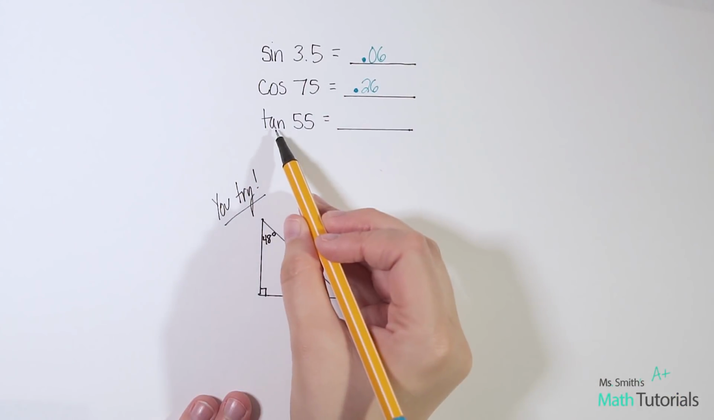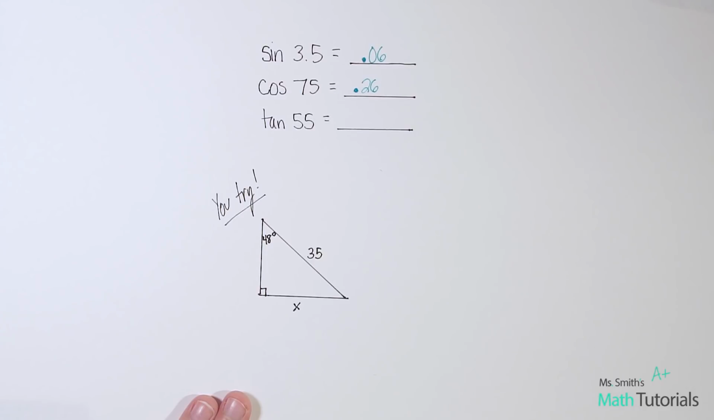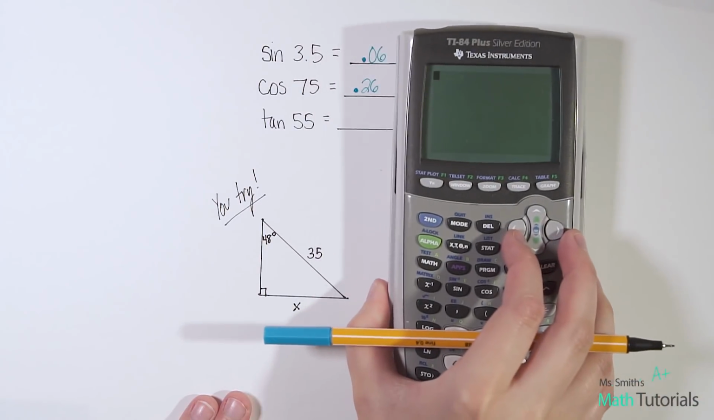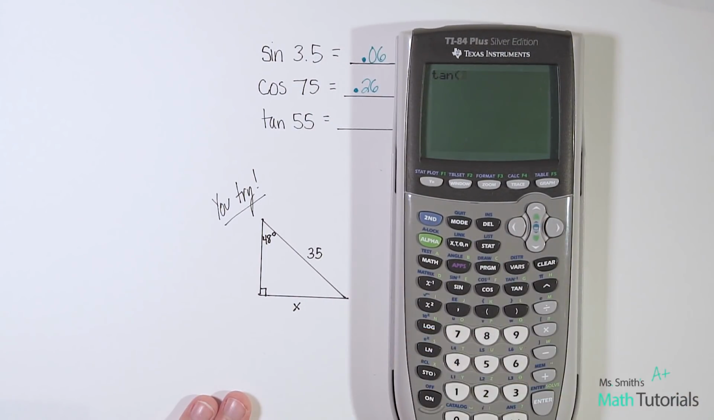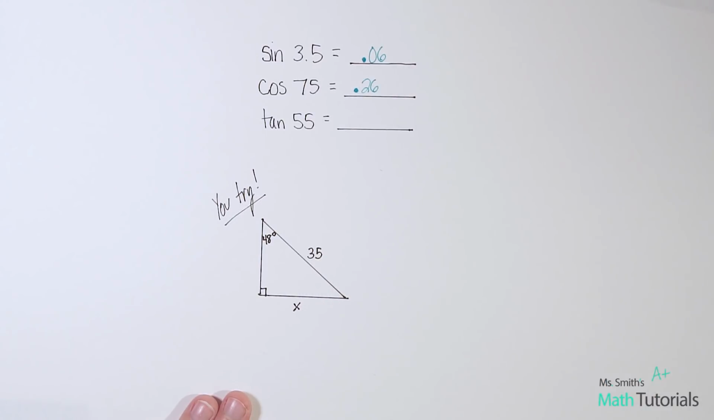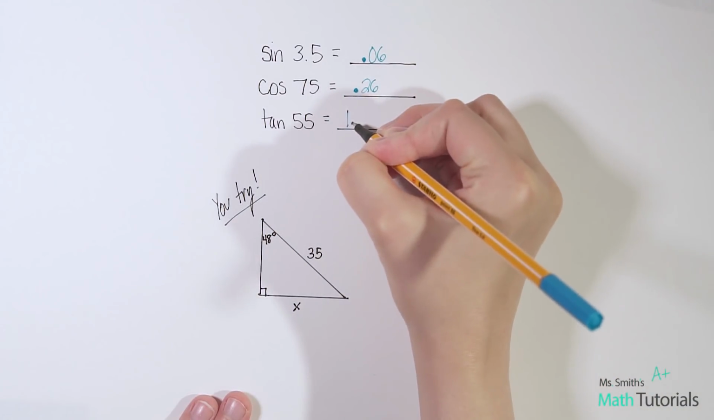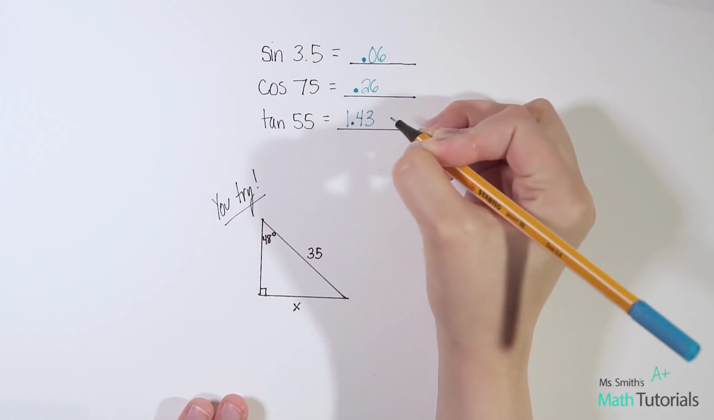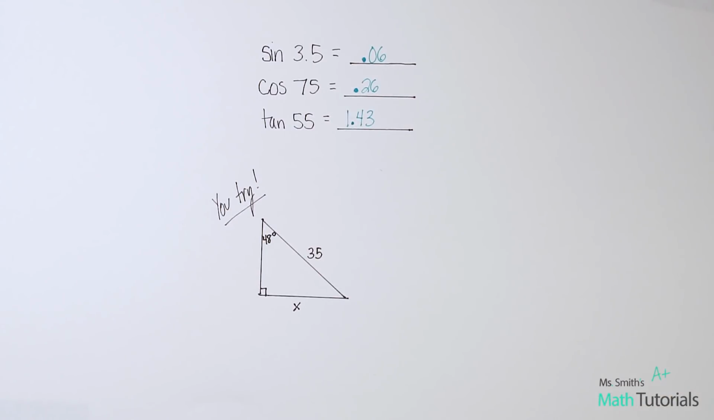Now the last one, they're asking me for tan of 55. So let's see. Tan, I hit the tan button of 55. And I get 1.43. We'll round it. 1.43. Okay? That's it. That's all you have to do on those. So don't freak out when you see those. Those are the easy answers.